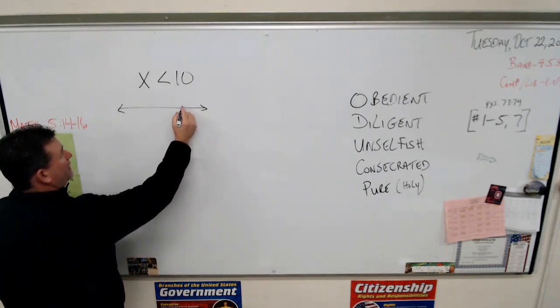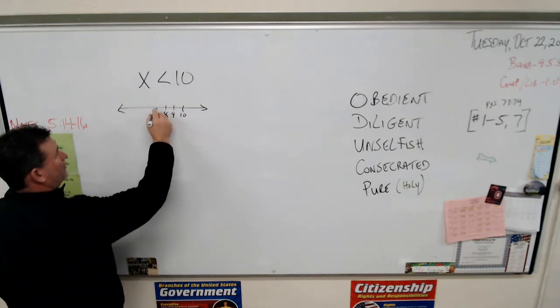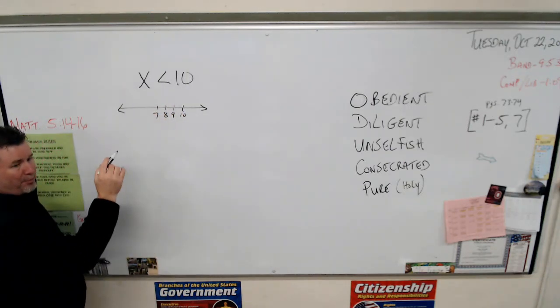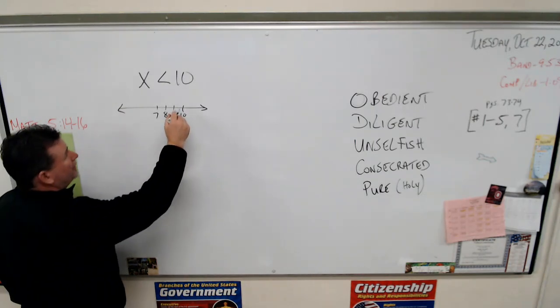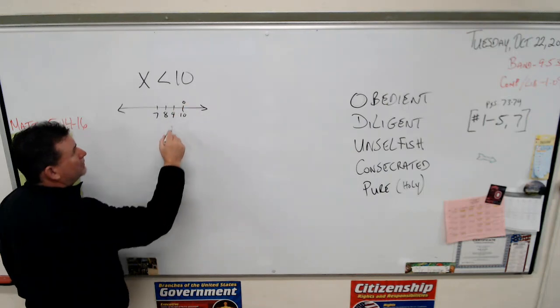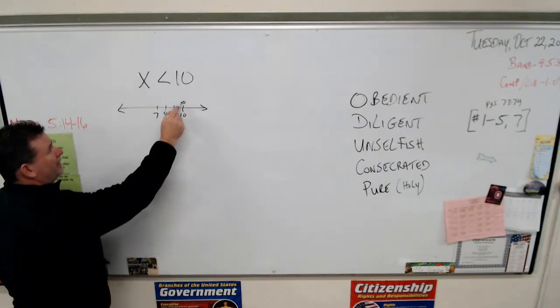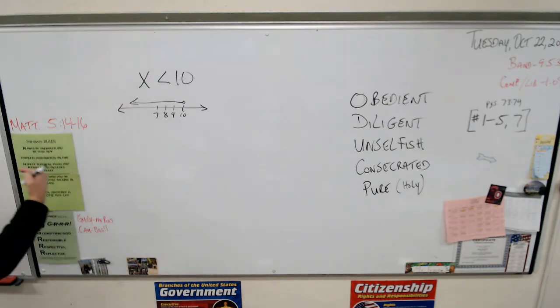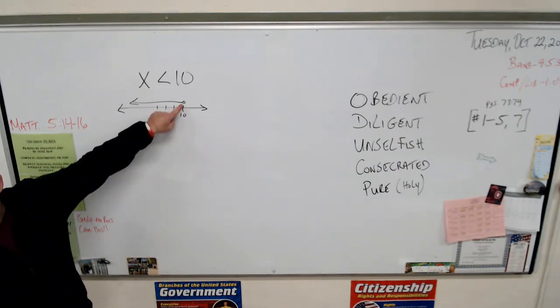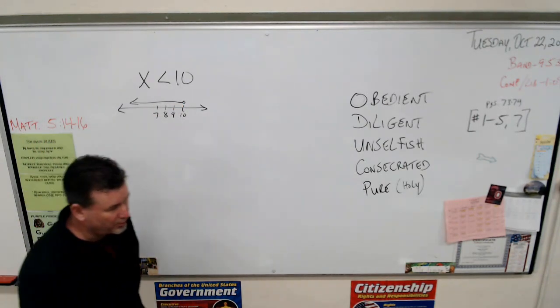I would say if this is 10, and that's 9, 8, and so forth, right? And then right above that, if it's less than 10, 10's not included, so I'm going to put a circle where 10 is and an arrow to the left, because it indicates less than on the number line. This is an open circle because 10's not included. Everybody got it? That's what number 6 should look like.